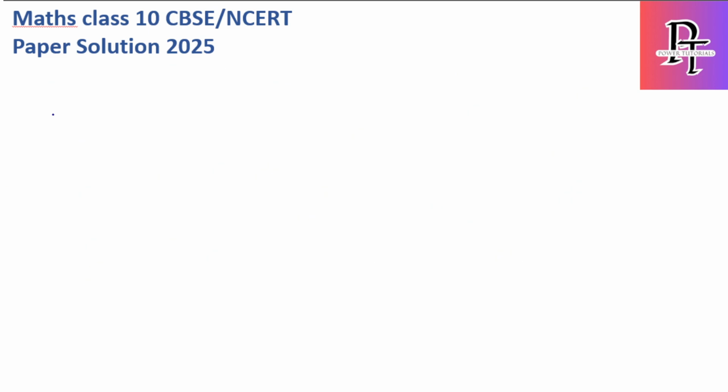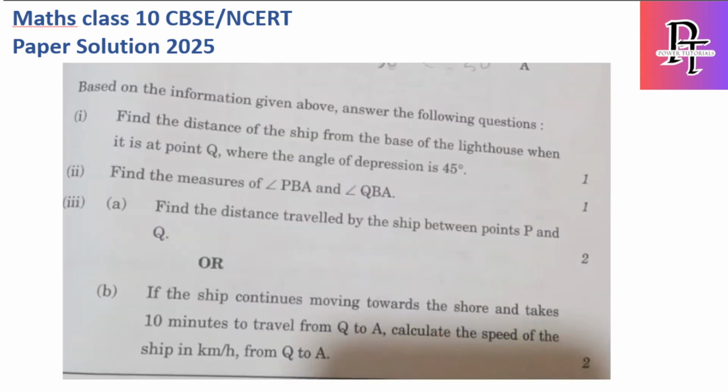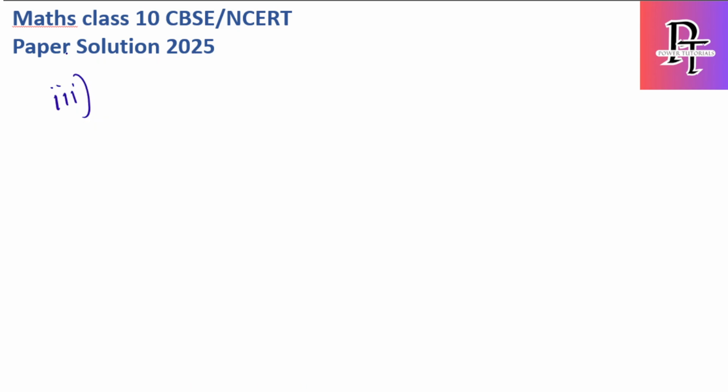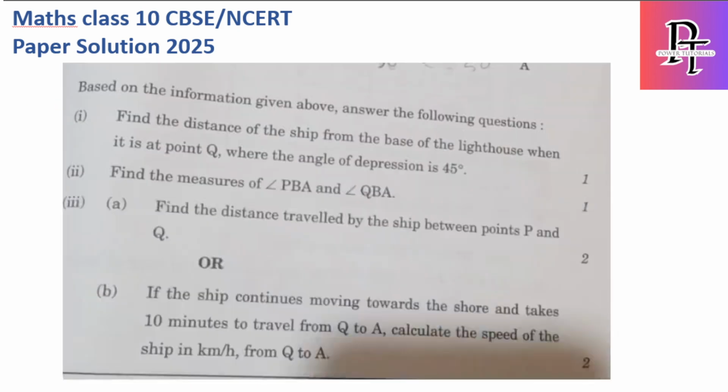Okay, let's move to the last one. That is one mark only, so no need to add in that much detail. Fine. So here we have options either A or B. Let's solve A part first. I'll say which will take less time. Okay, definitely A will take less time.